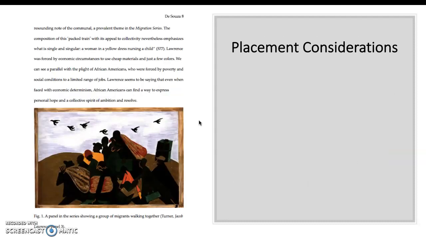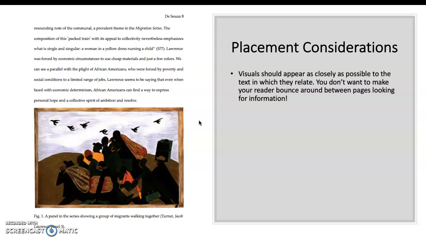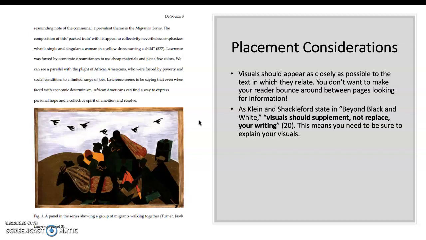All right, so in terms of placement, where you will put your visual, you want to make sure it's as close as possible to the part of your proposal where you're talking about whatever the visual is, right? So you don't want it to be, oh, as you can see from the table, two pages up, blah, blah, blah, right? You don't want your reader to have to scroll all the way back up and look at the image and then scroll all the way back down and read what you have to say about it. You want them to be pretty close together.